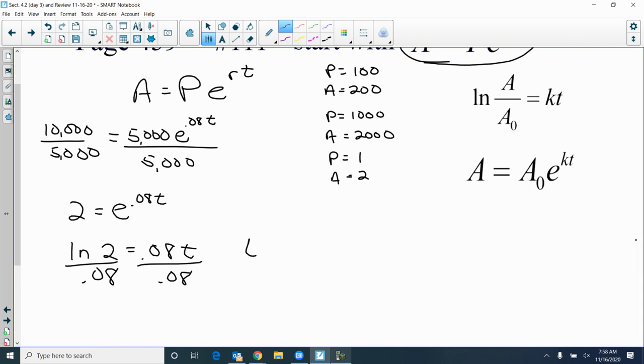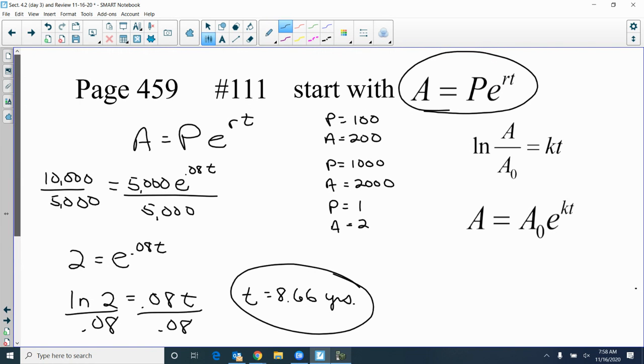In this case, it's years. So about every 8.66 years, if you get 0.08% compounded continuously, your money's going to double. Okay, for that. So you kind of got to know how to set that one up. Okay, you can pick any number you want.